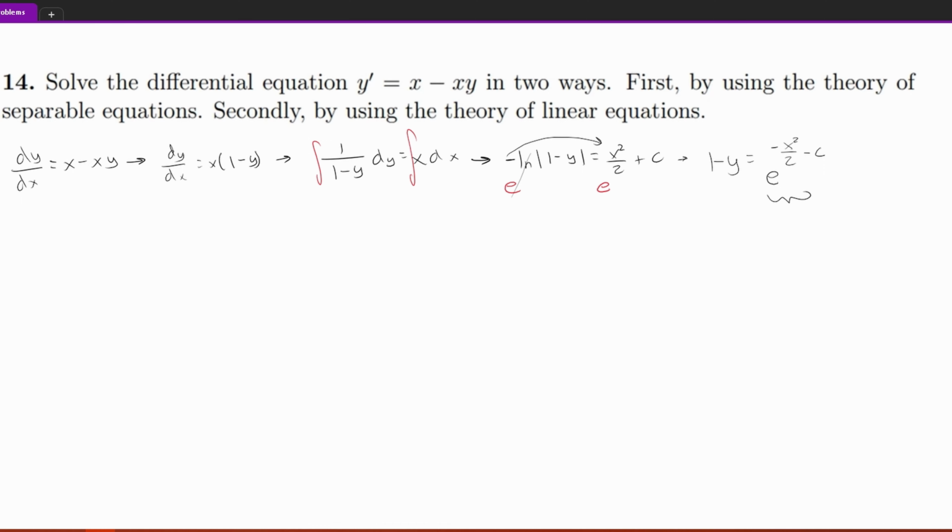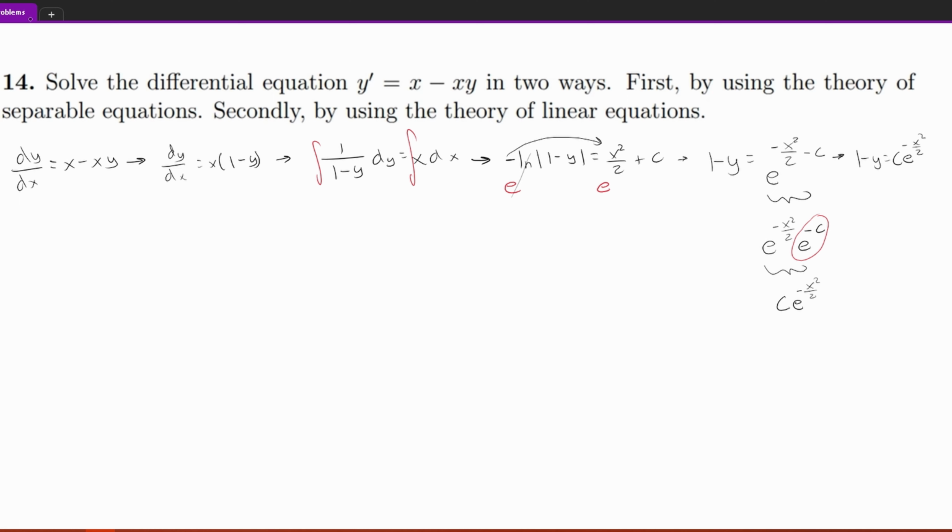Now we can rewrite this as e raised to negative x squared over 2 times e raised to negative c. And notice how this is just completely a constant right here. We can then again write this out as a constant times e raised to negative x squared over 2. And the negative doesn't really matter for this, since it's a constant. So when we rewrite this fully, it's going to look something like this. 1 minus y is equal to c e to the negative x squared over 2.